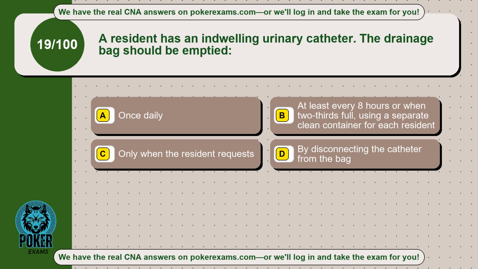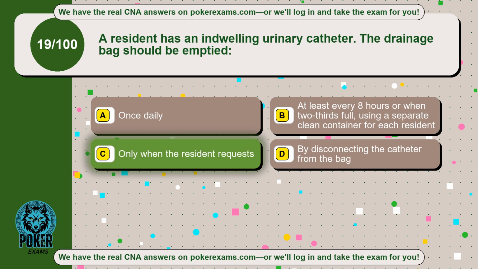Question 19. A resident has an indwelling urinary catheter. The drainage bag should be emptied: Option A: once daily. Option B: at least every 8 hours or when 2/3 full, using a separate clean container for each resident. Option C: only when the resident requests. Option D: by disconnecting the catheter from the bag. The correct answer is option C.